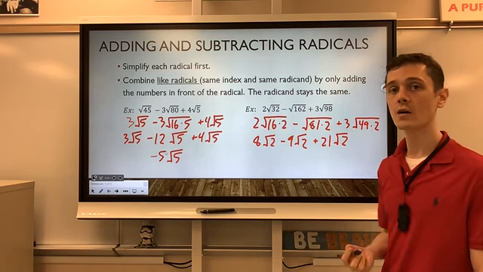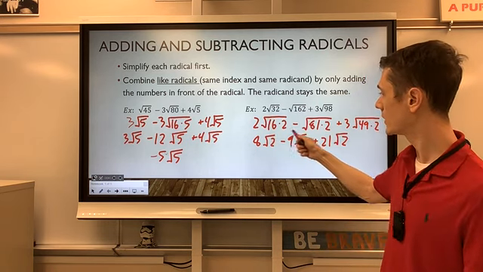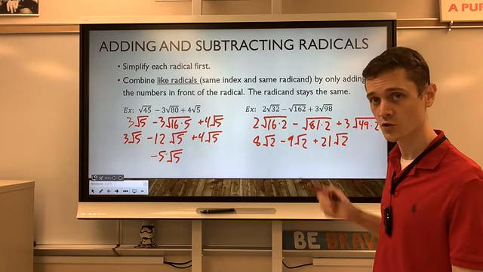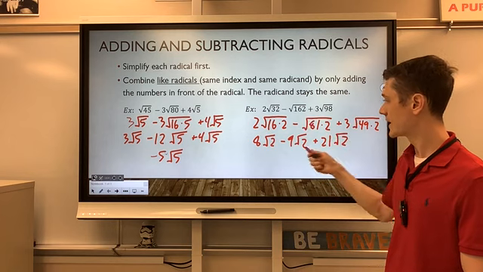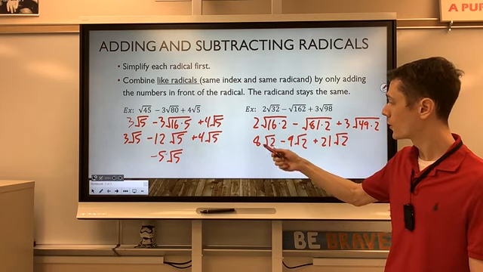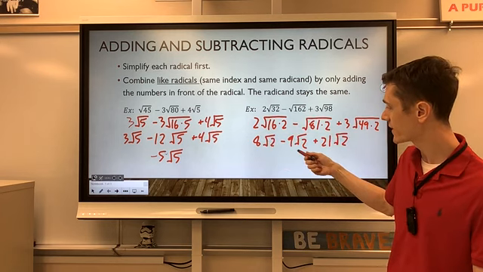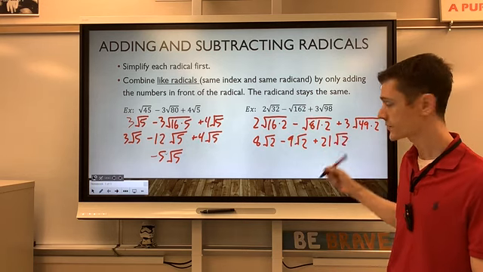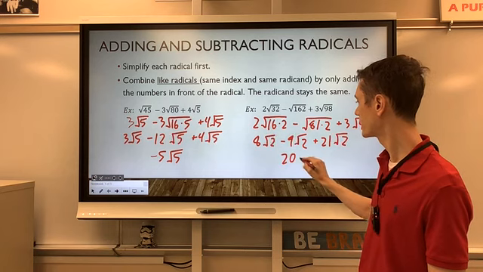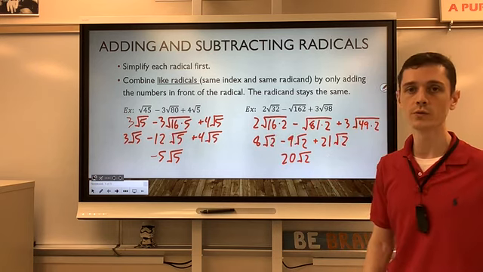Now again, these do count as like radicals. They are all index of 2. None of them have an index showing, and that's the most common radical. And then these all have a radicand of 2. So I can think of this as 8x minus 9x, which would be negative 1x, plus 21x, which is 20x, or 20 root 2 in this case.